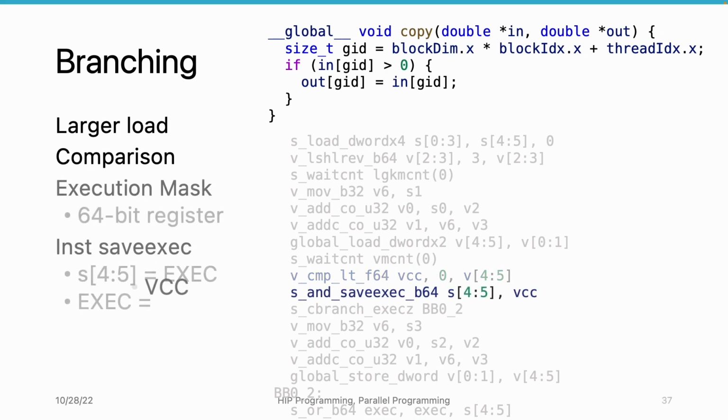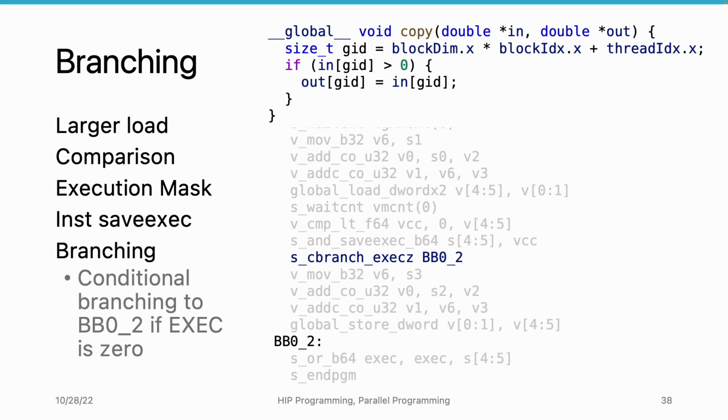We see this very special instruction called S_AND_SAVEEXEC_B64. What it's actually doing is it moves the previous execution mask into the S4 and 5 register. We'll talk about the execution mask later. Right now, you can just consider it as a scalar register. And we're storing the value of VCC into the EXEC vector.